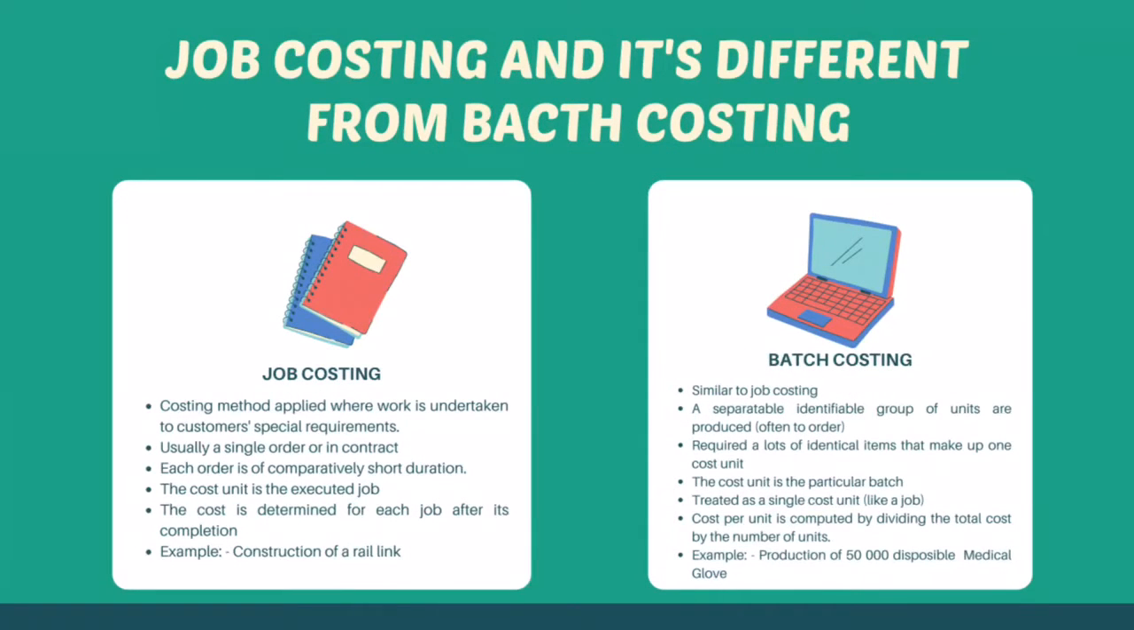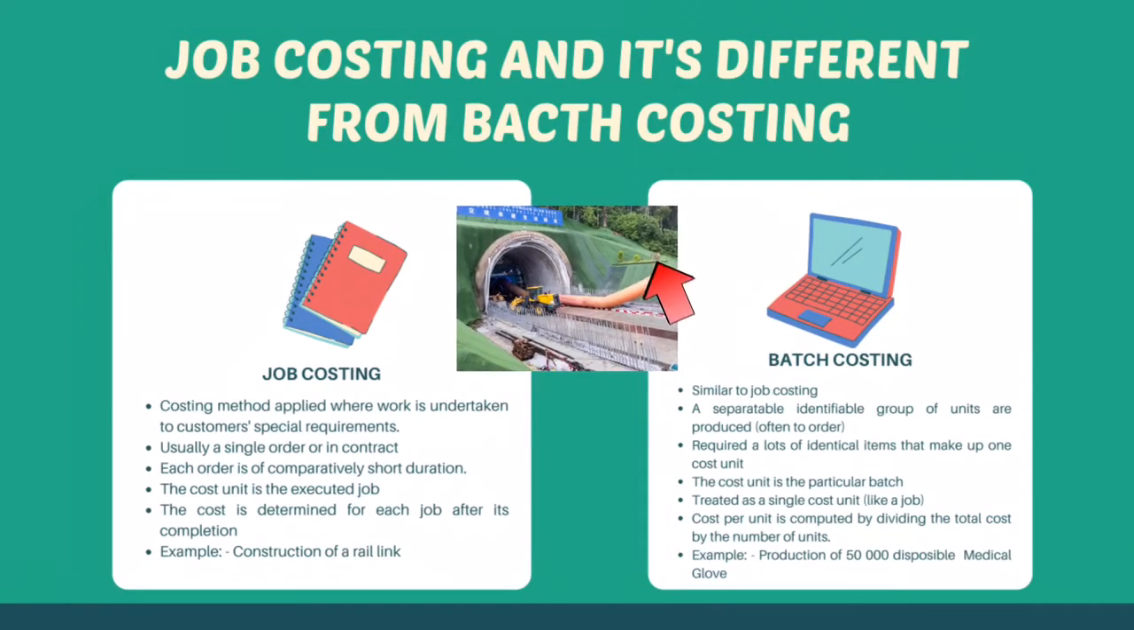Job costing is a costing method that applies where the work is undertaken to the customer's special requirement. Job costing usually is in the form of a single order or a contract. Besides, each order in job costing is of comparatively short duration. The cost unit is the executed job, where the cost is determined for each job after its completion. One of the examples that we can take is the construction of a building.